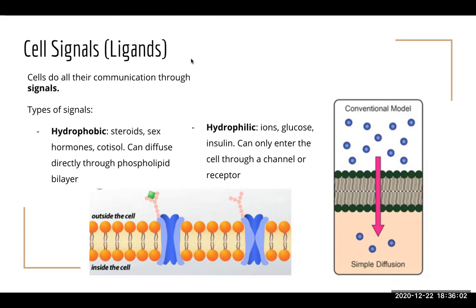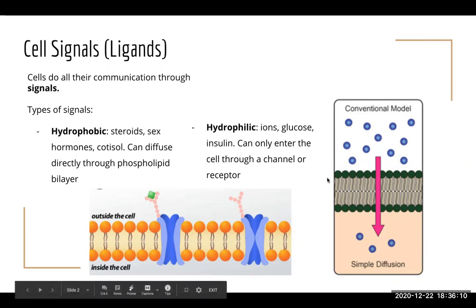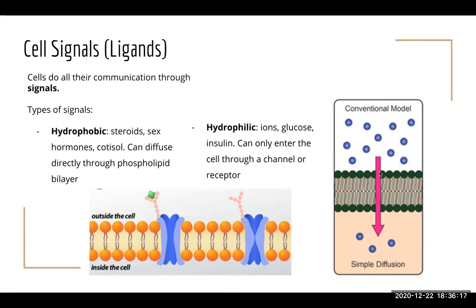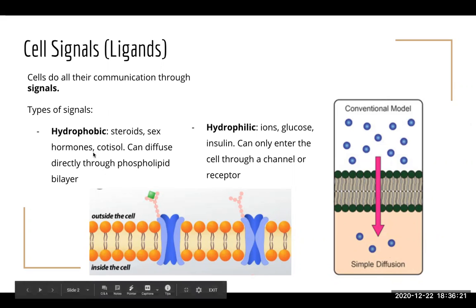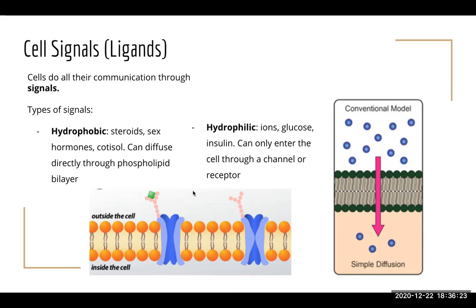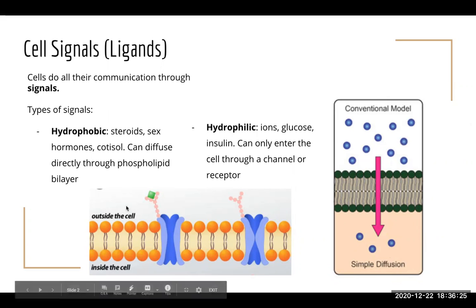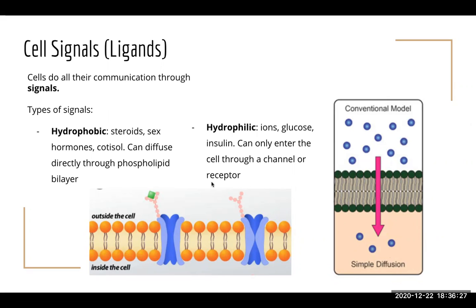Cell signals, sometimes called ligands, come in two kinds, hydrophobic and hydrophilic ones. The hydrophobic ones can pass by the cell membrane very easily because, of course, the inside of the cell membrane is hydrophobic. So these kinds of signals can diffuse straight through the membrane. Hydrophilic ones, however, cannot diffuse through the membrane, so they're going to need some kind of channel to get them through. Like I'm sure you've heard of ion channels and stuff.